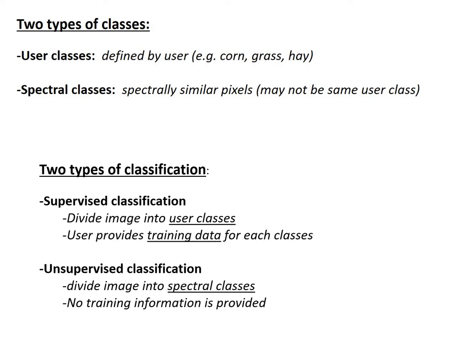That's in contrast to unsupervised classification, where essentially you let the computer automatically divide the image into spectral classes without telling it what specific classes you might be looking for. Depending on the algorithm, you can tell how many classes or other tweaks, and we'll have a whole video on that. But the important difference is you do not provide training information in unsupervised classification, typically.